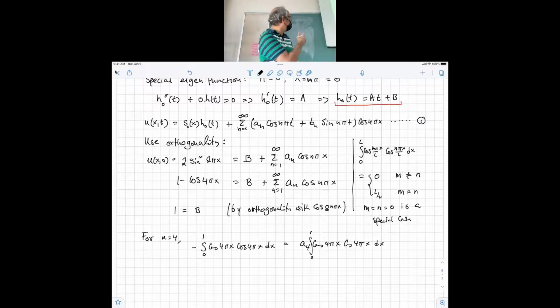And good thing that you are worried about the orthogonality formula value. The value is not needed in this case because this integral just cancels out. Because this is a number, it just cancels out. So you get minus 1 equals a4, and a_n equals 0 for n not equal to 4.